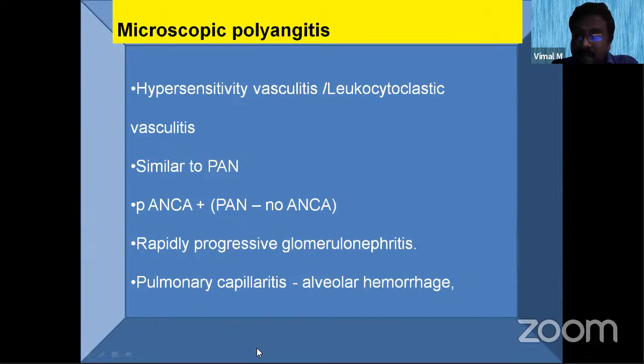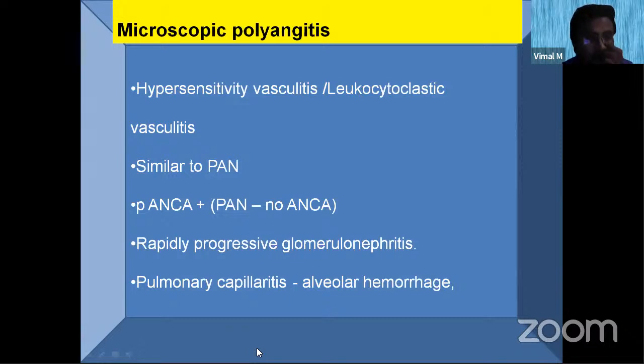Please remember, though microscopic polyangiitis is similar to PAN in all the aspects, listen carefully: in PAN, that is polyarteritis nodosa, there will not be ANCA positivity. PAN will not have any anti-neutrophilic cytoplasmic antibody, but your microscopic polyangiitis will have P ANCA positivity. This is a very important point, an expected question which can be asked from microscopic polyangiitis.